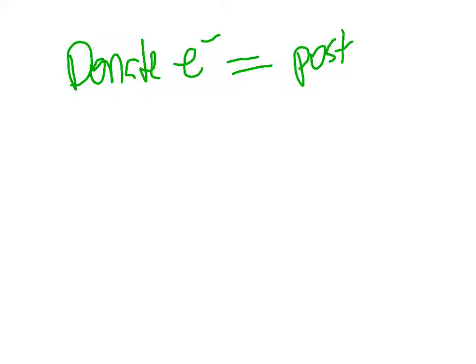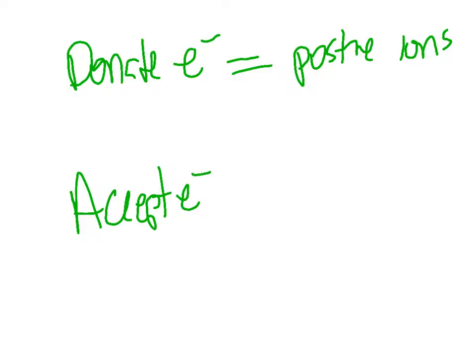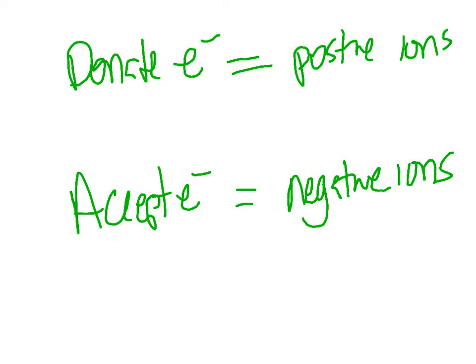I hope you found this lesson helpful. Hopefully you better understand valence electrons and ions. And remember that the most important thing to remember is that when you donate electrons, you form positive ions because you're losing negative charge. And when you accept electrons, like nonmetals do, you form negative ions because you are adding negative charges.